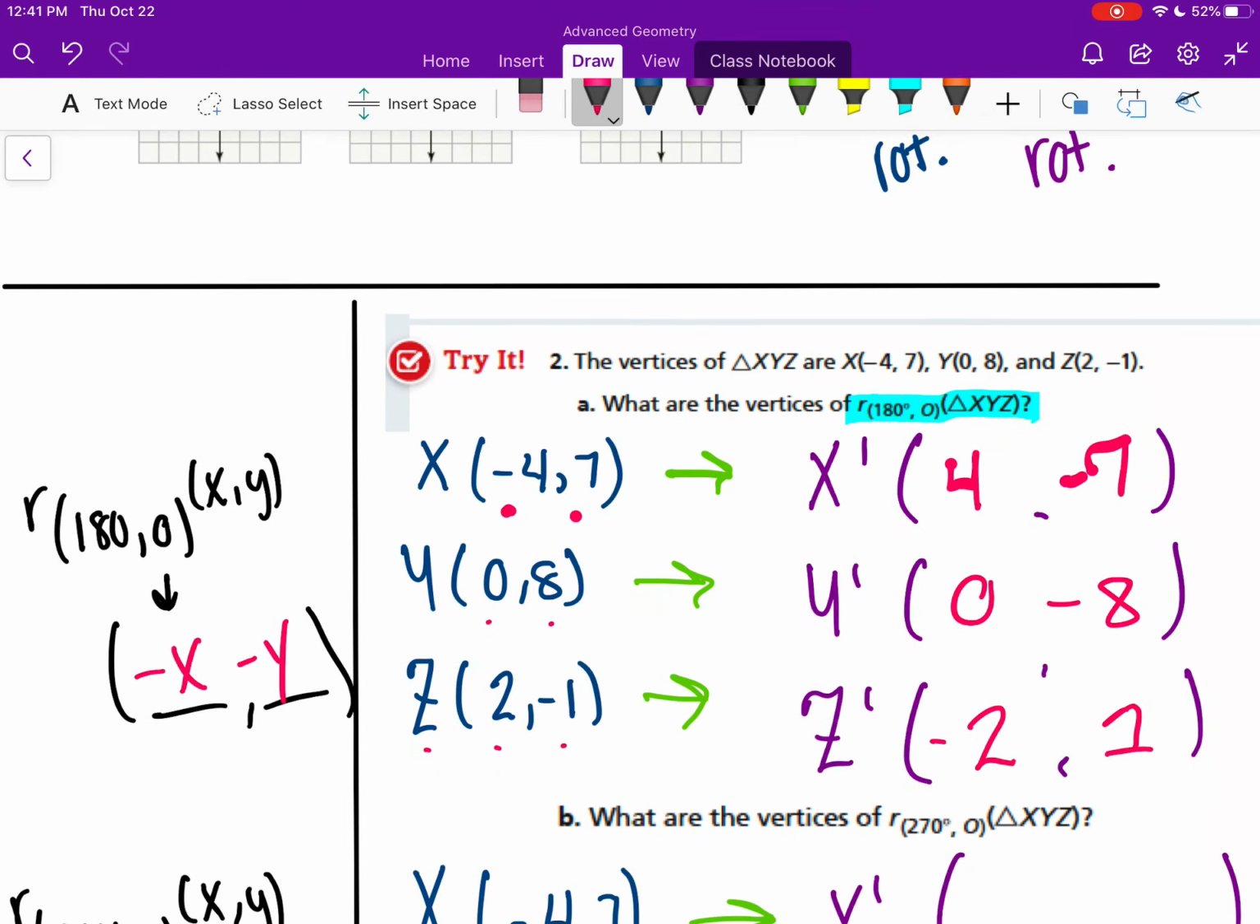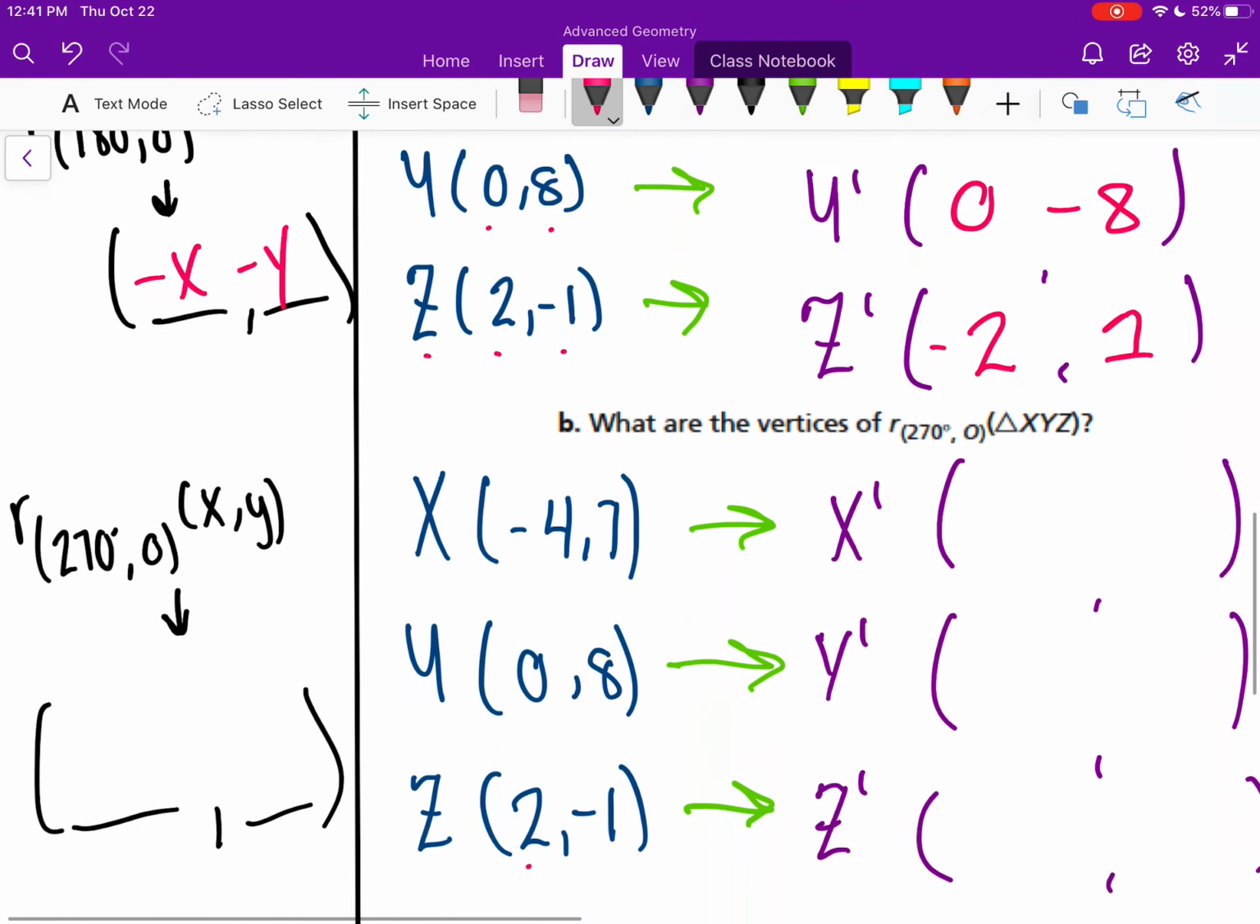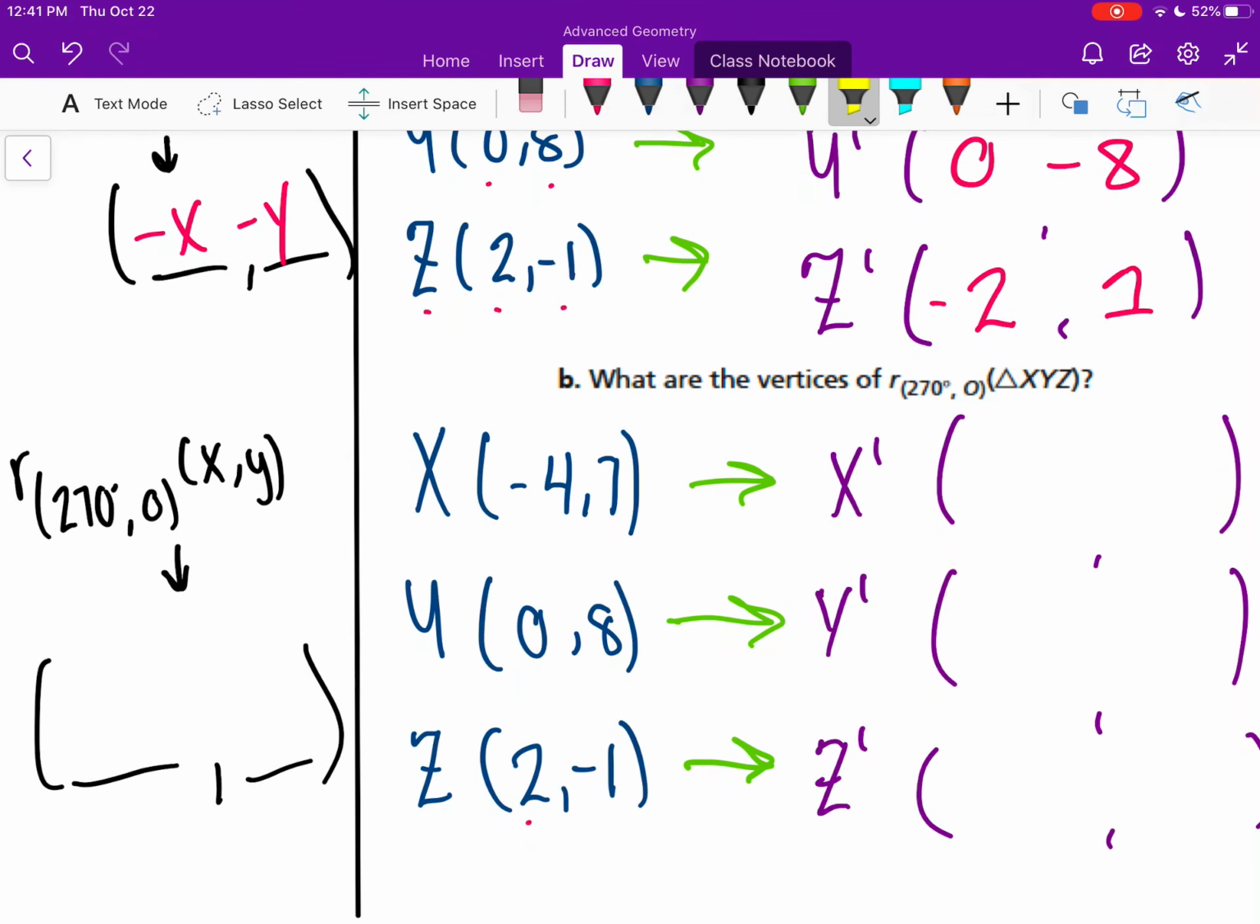Let's look at example B, where our rotation has changed. It says we're rotating these 270 degrees about the origin of triangle XYZ. So we need to know the rotation rule for a 270 degree rotation about the origin, where (x, y) becomes (y, negative x). So we switch their positions and we change the X's sign.